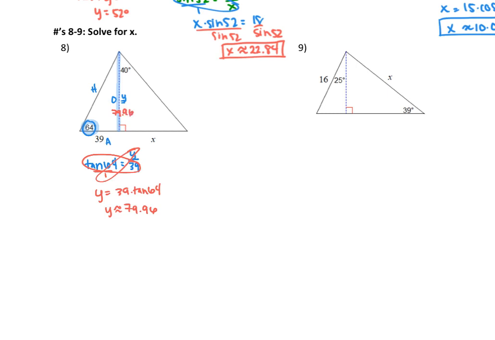And now that we have that, we can use the triangle on the right. 40 is my reference angle. This is my hypotenuse, this is the adjacent side, and this is the opposite side. So in this case, we're solving for the opposite side, and we have the adjacent, so we're going to use tan again. So tan 40 equals x over 79.96, the side we just solved for. Cross multiply. So x equals 79.96 times tan 40. You get about 67.09.